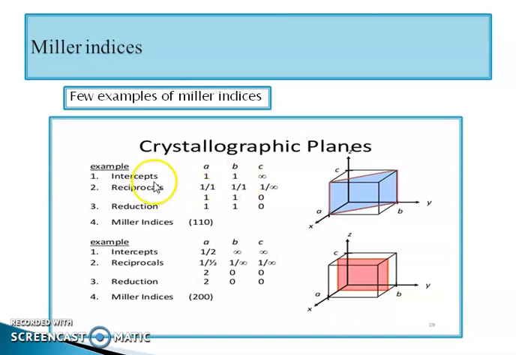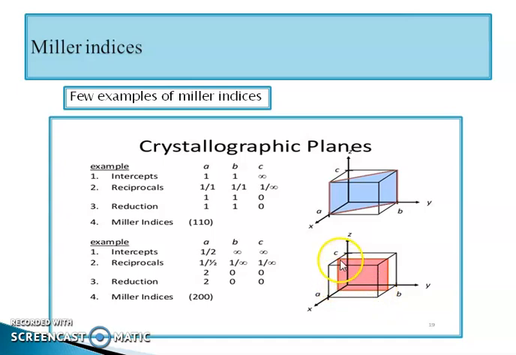Now what is the next step? Yes, the next step is to take the reciprocal. So 1 by 1, 1 by 1 and 1 by infinity. What does the answer come to be? 1, 1, 0. That is the Miller indices for this plane shown in blue color: 1, 1, 0. Are you getting it? Okay. So we will see now the next plane.